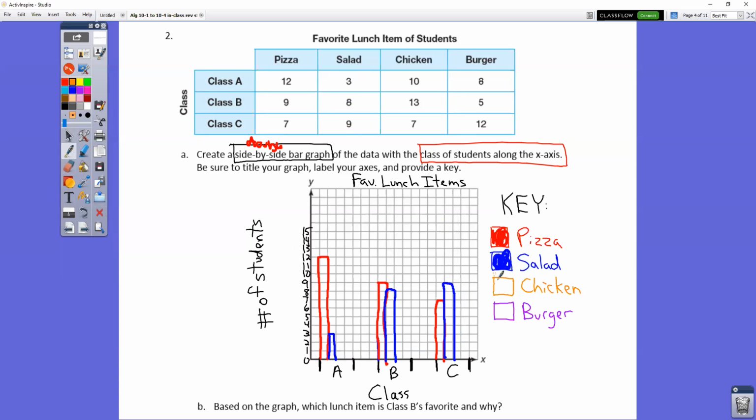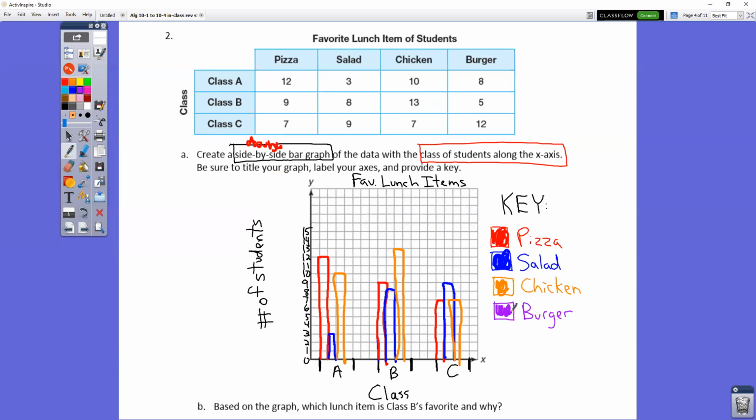For chicken, I'm going to use orange. All right, for chicken, for A, I have 10, B, I have 13, and C, I have 7. So 10, 13, and 7. And again, just try and be as neat as possible.